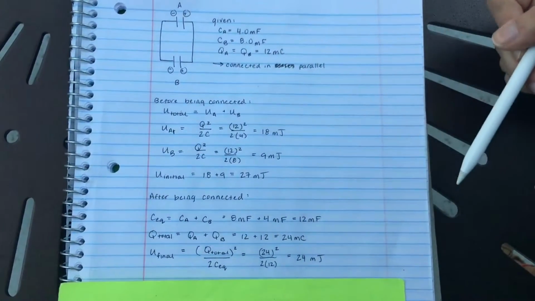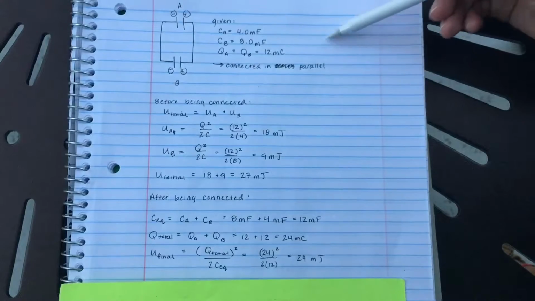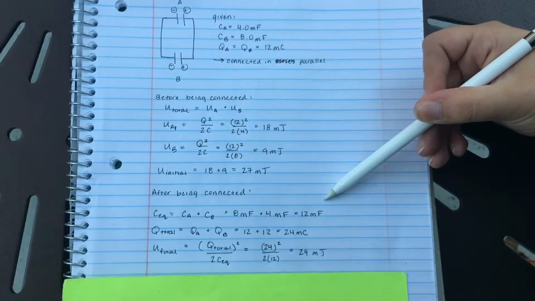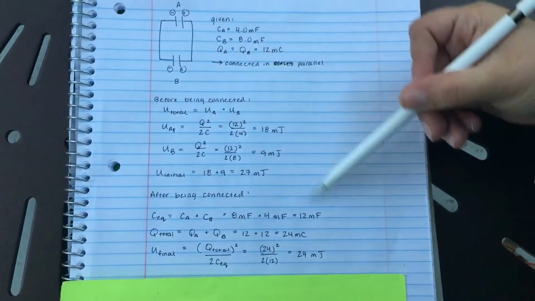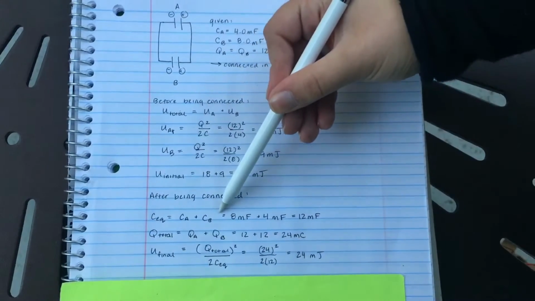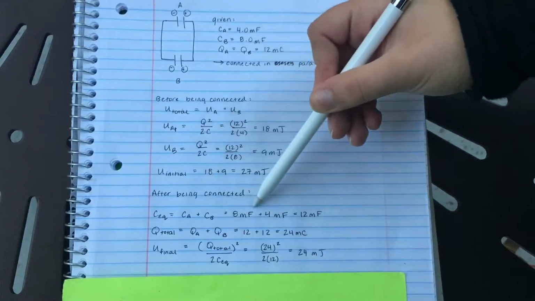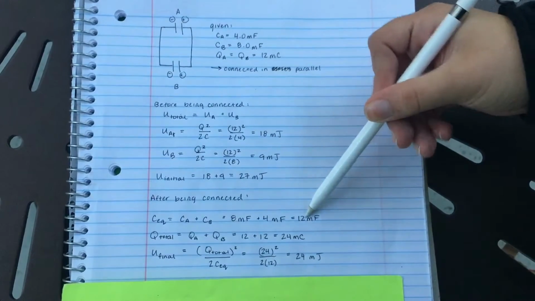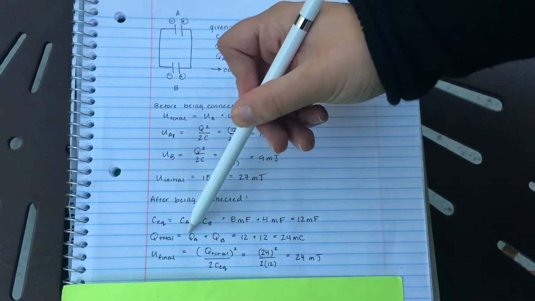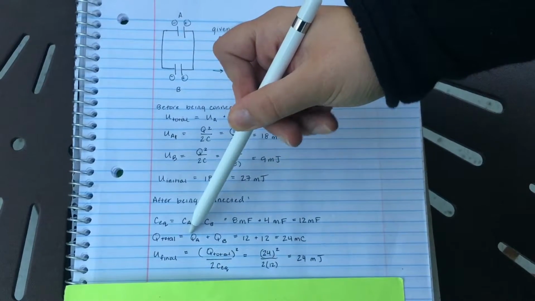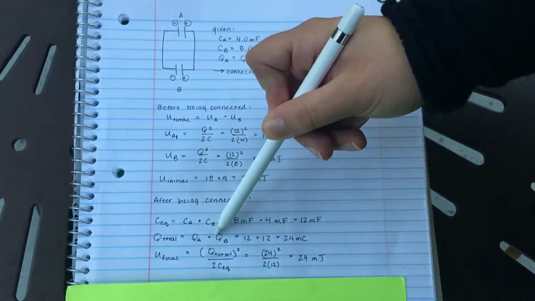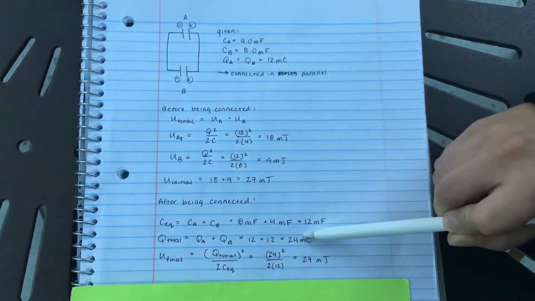So, since we know that the system of capacitors is in parallel, we know that the capacitance at electrostatic equilibrium is the capacitance of A plus the capacitance of B. And if we plug in those values, we get 12 millifarads. Then we know that the total charge across the system is the charge of A plus the charge of B. And if we add those values, we get 24 millicoulombs.